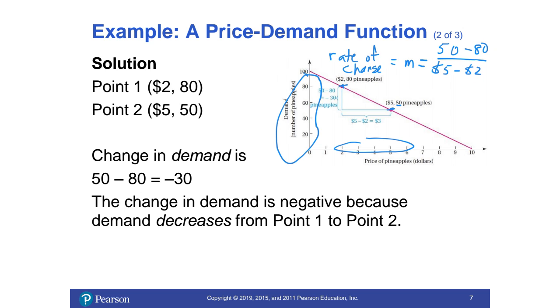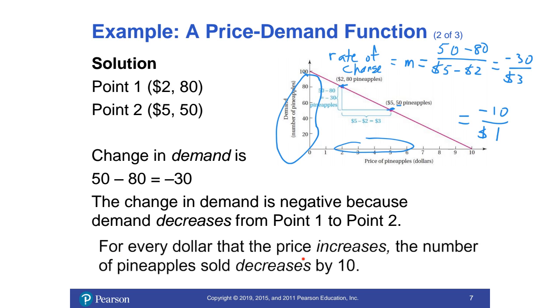So if you do the arithmetic, this is going to work out to be negative 30 divided by $3, which works out to be negative 10 over $1. Now, let's think about what this means. Negative 10 means they sell fewer pineapples. The number of pineapples they sell goes down. And how does it go down? Every time the price goes up by $1, the number of pineapples they sell goes down by 10. So for every dollar increase, they sell 10 fewer pineapples.